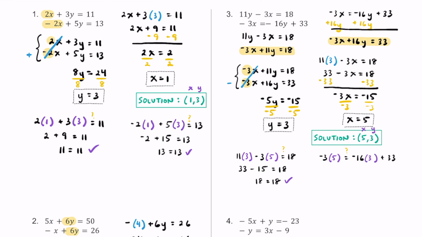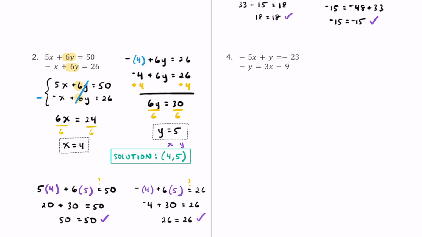On the left side, negative 3 times 5 is negative 15. And on the right side here, negative 16 times 3 is negative 48. Negative 48 plus 33, that's 48 minus 33, which is 15. And it's negative, so negative 15 does equal negative 15. So this does check out as well. So we can be confident that our answer is correct of (5, 3).